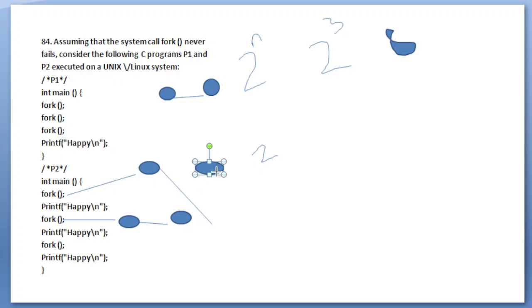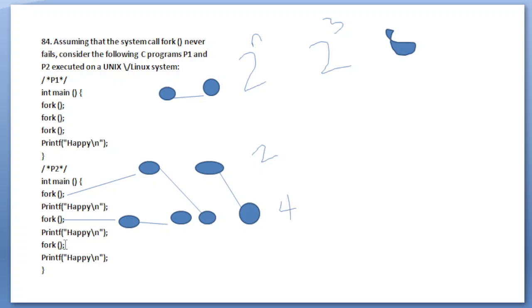One child will create here. So totally in the second step, how many times will print the happy? 4 times here print 4. 4 times happy will print. 4 times. Is it? 2, 4.